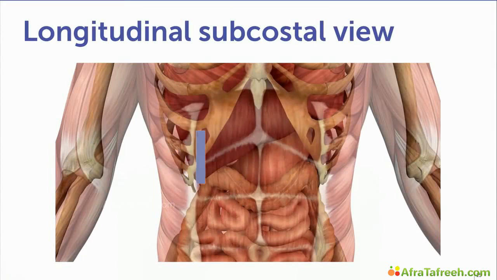In our next view, we stay in the longitudinal plane and just move our transducer to the lateral part of the patient along the costal arch. So we can check the right liver lobe, okay? Show us where the transducer is placed, okay? Below the costal margin. So it's an ongoing movement from the epigastric view. Yes.